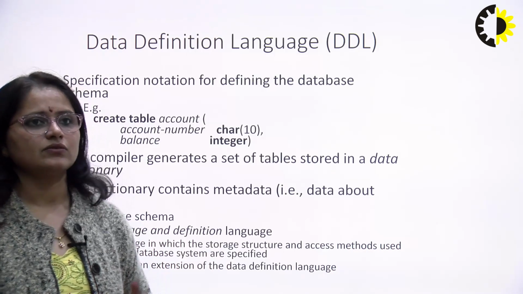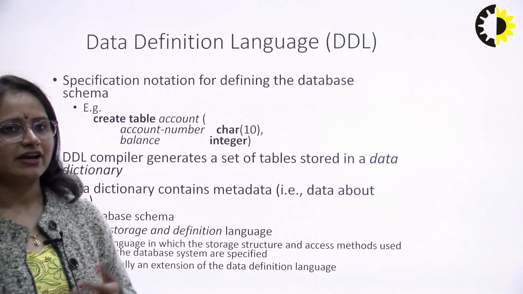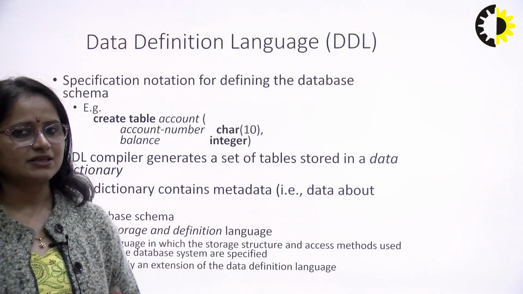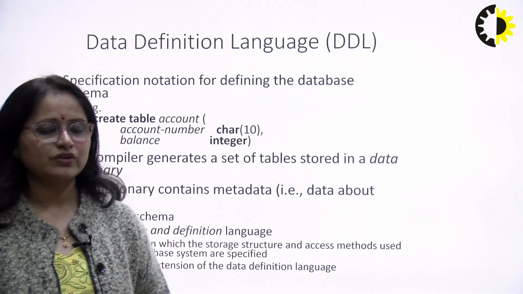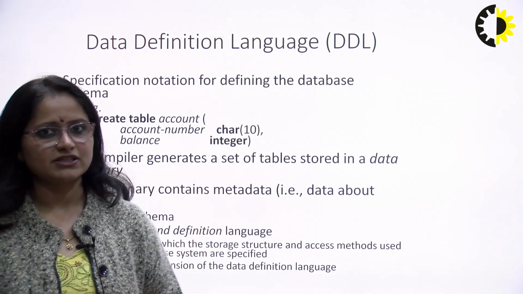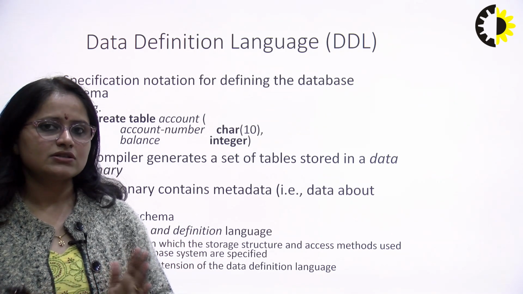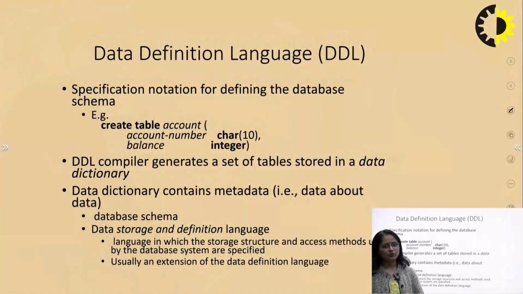Now, data definition language. When we are going to define the database schema, we have already discussed schema in our last video. Schema is the overall structure, like the logical structure and physical structure, of the database. And the data at a particular moment, when we are defining this structure, is called an instance. So this is the specific notation for defining the database schema.